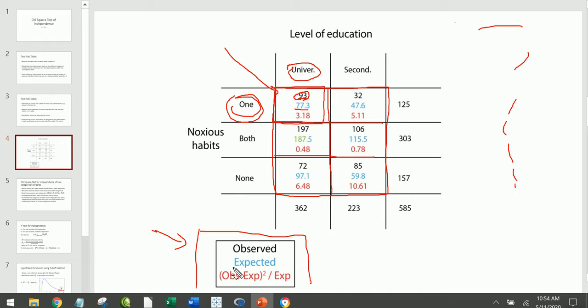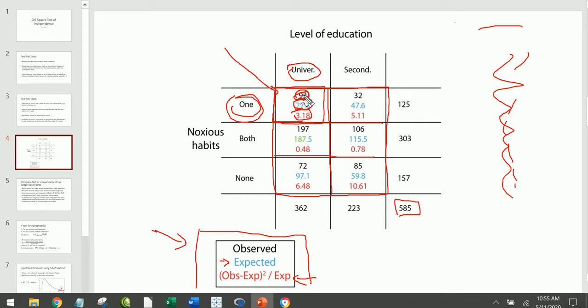The expected cell count. I'm using the legend here. There's other ways to do this, but as long as there's a legend that directs us. The expected cell counts, for now, I'm just going to repeat the definition of it. It's the number out of the 585 that you would expect to have level of education, university, and noxious habits, 1. So you can see that the expectation under the null hypothesis of the chi-square test of independence is different than the observed number that we saw from our data set. Okay, and then I'm going to leave this last guy off, this 3.18. We're going to get there later, and we'll come back to this.